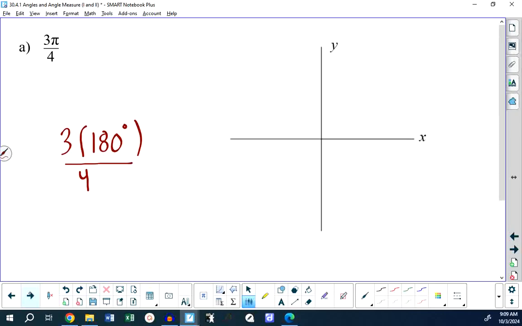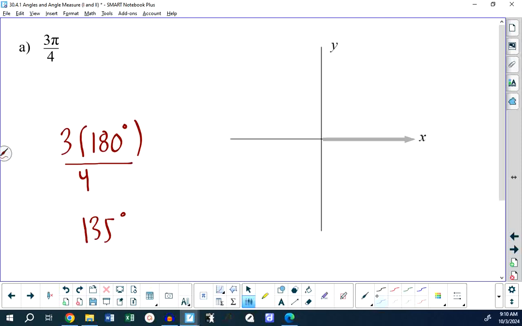Well, 180 over 4 is 45 times 3 is 135, yes? I think, again, it is easier, if you look up here, to locate 3 pi over 4 than 135. To locate, did we say 135? I should write that down. To locate 135, I'm not saying it's an impossible task, but you have to start going, okay, how many degrees away from 180 is that? You've got to start doing some subtraction or something.